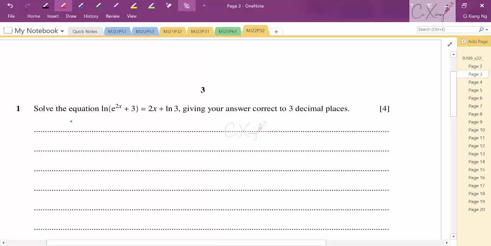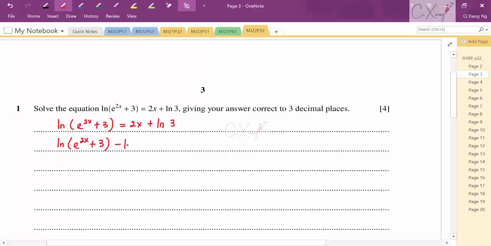Let's start to solve this equation here. First of all, I think there are a few different ways that we can solve this. One way is to group all the ln together at one side, and leave the term without the ln at the other side. This is one method. Or you can change all the terms here to ln. For me, I'm going to group all the ln together.